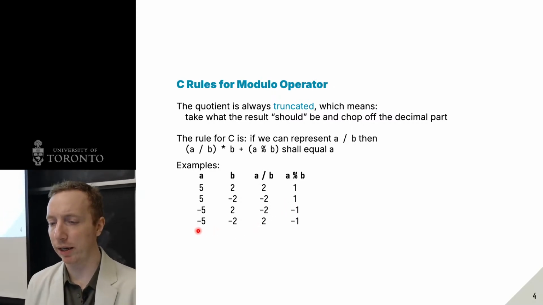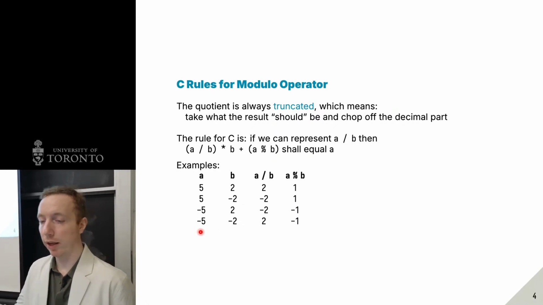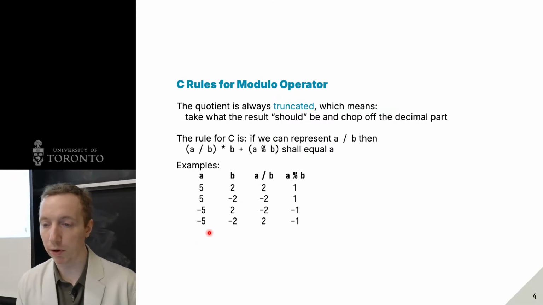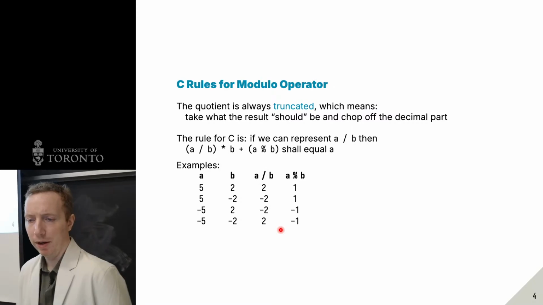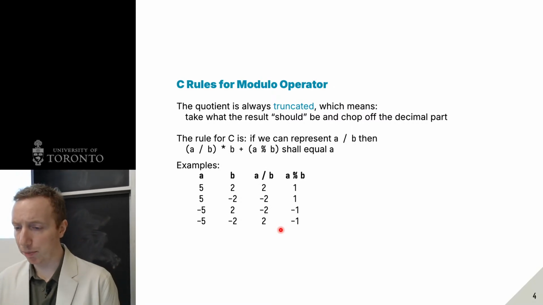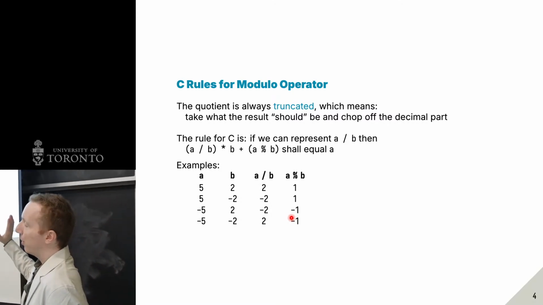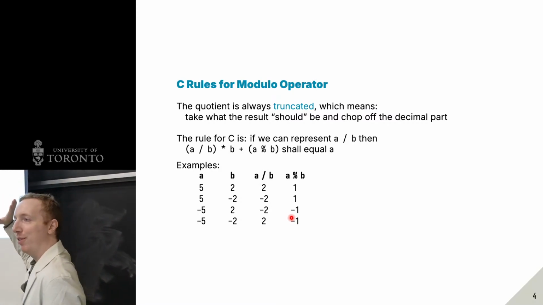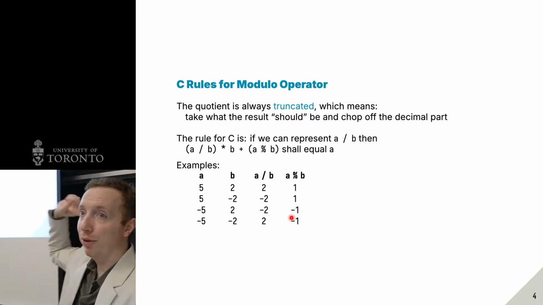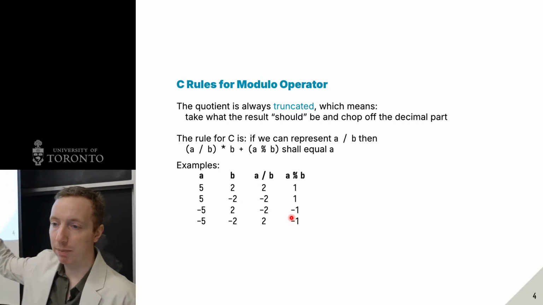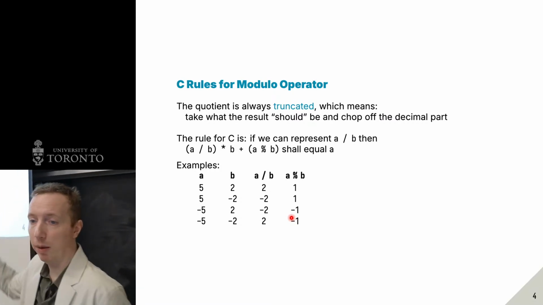And then finally, if A is negative 5 and B is negative 2, then A divide B is 2, but the modulo is negative 1. So it gets a little bit weird with that. So for the most part, you don't have to worry about this. This is just extra information, but be alert if one of the inputs can be negative, you might have to think about this. But for the most part, as far as I'm aware, in all the labs, all the numbers are positive.